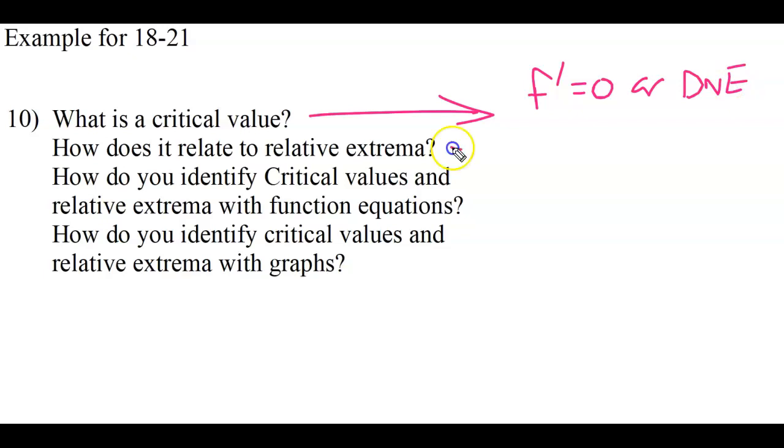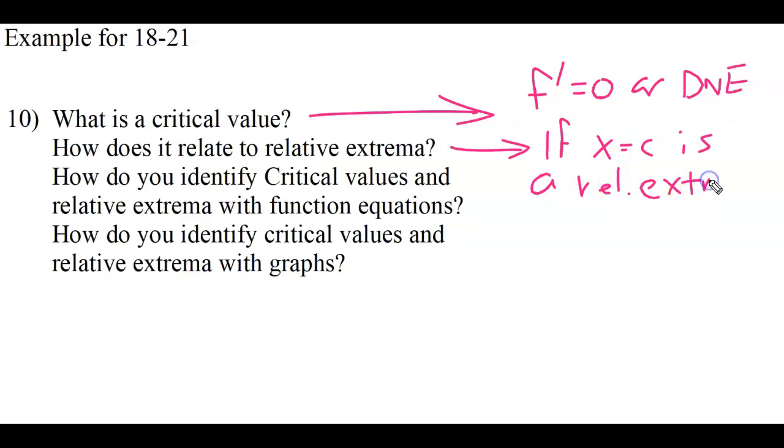Now, how does it relate to a relative extrema? Let me rephrase that a little differently. If x equals c is a relative extrema, then x equals c is a critical value. So if it's a relative extrema, it's definitely a critical value. But the converse of that statement is not true.